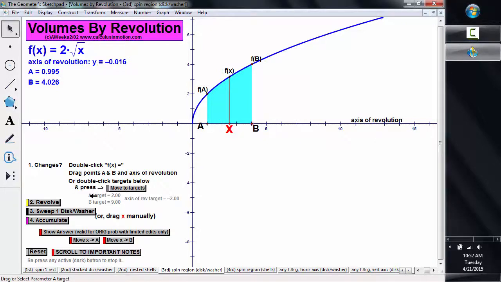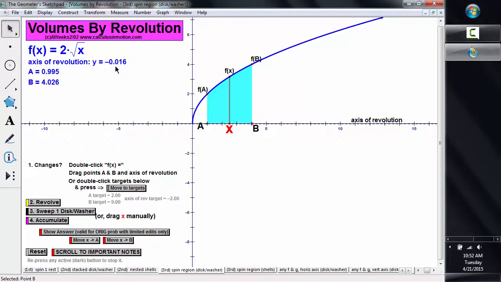Okay, this is your first example on your Intro to Volumes of Revolution worksheet. I'm going to show you each of the pictures before I do the problem. So this is the region, this is the graph of 2 root x between 1 and 4, x equals 1 and x equals 4, about the x-axis.